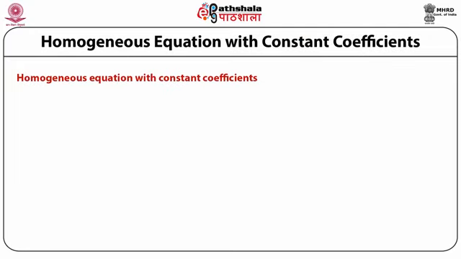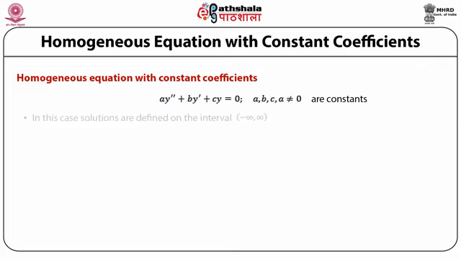Homogeneous equation with constant coefficients. We now consider the special case of linear homogeneous equations with constant coefficients. If a, b, c, where a is not equal to 0, are constants, then our equation is given by a times y double prime plus b times y prime plus c y equals 0. Obviously, in this case, solutions are defined on the interval minus infinity to infinity. So, we will not refer to the interval on which the solutions are defined.